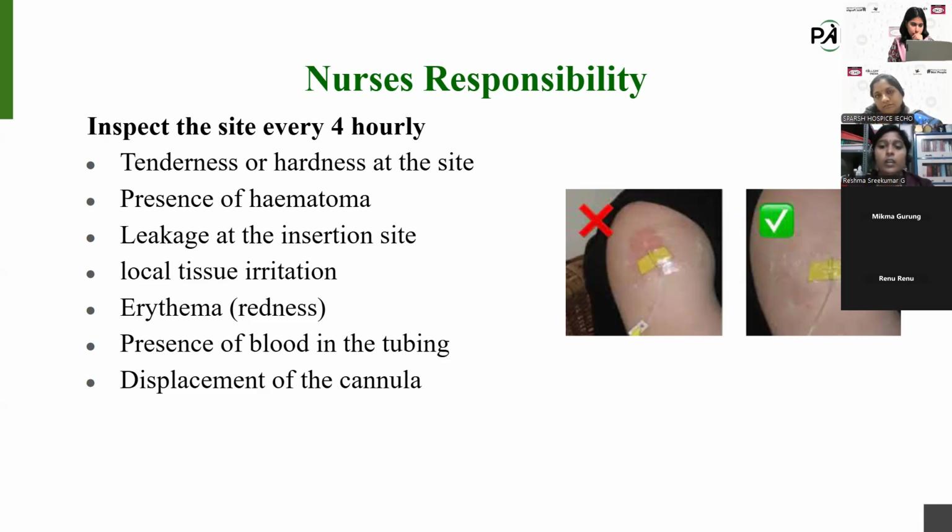Then watch for any redness. Is there any presence of blood in the tubing? We should watch for displacement of the cannula. We should watch for these things. So the nurse's responsibilities include: we should assess the insertion site every fourth hour for tenderness or hardness, presence of hematoma, leakage at the insertion site, local tissue irritation, erythema, presence of blood in the tubing, and displacement of the cannula. These are the main nurse's responsibilities in subcutaneous infusion.